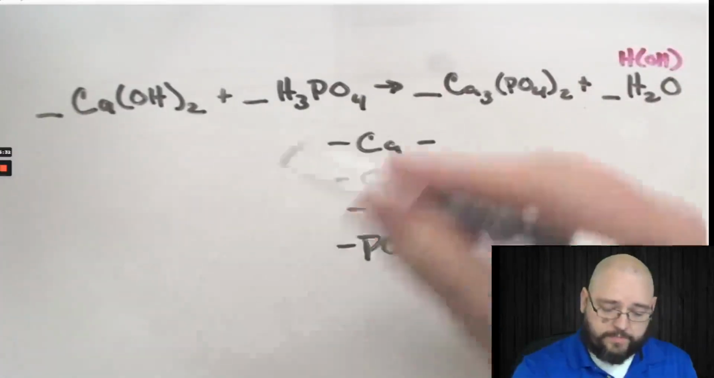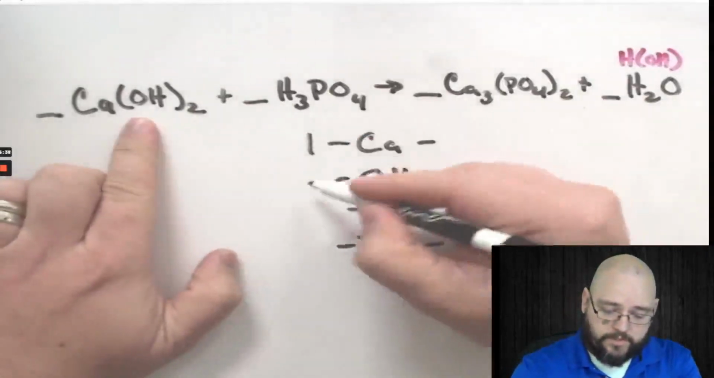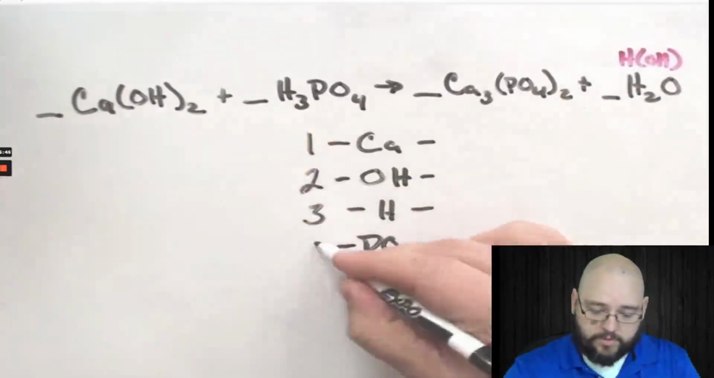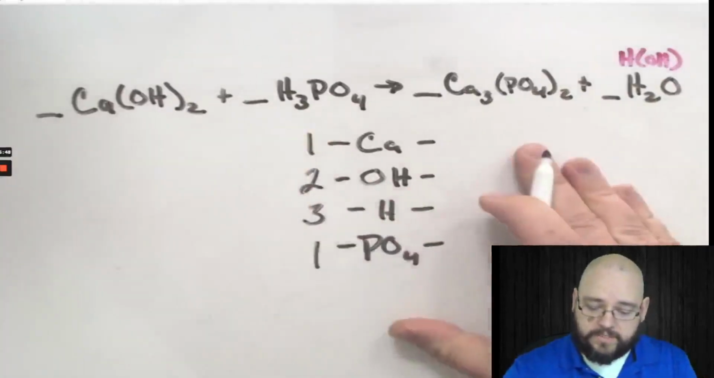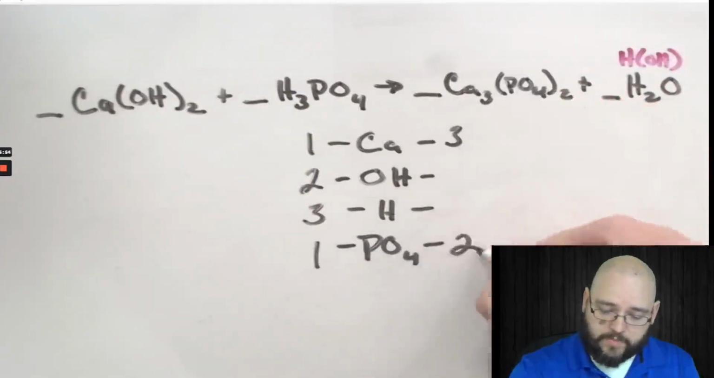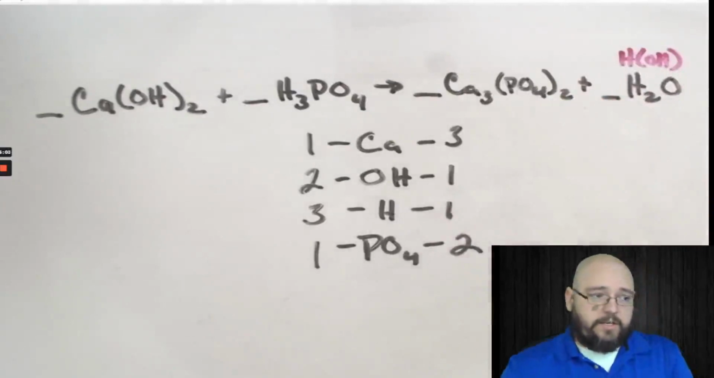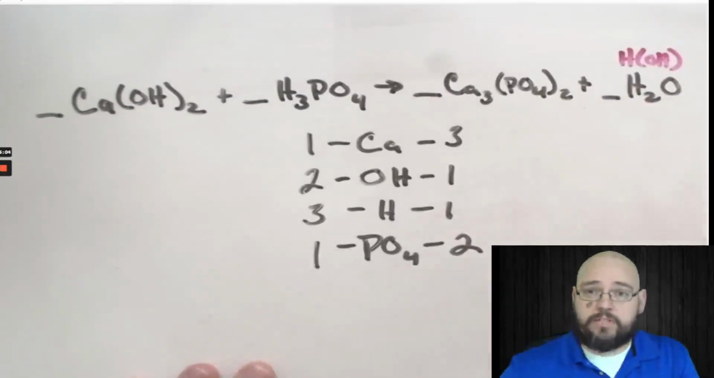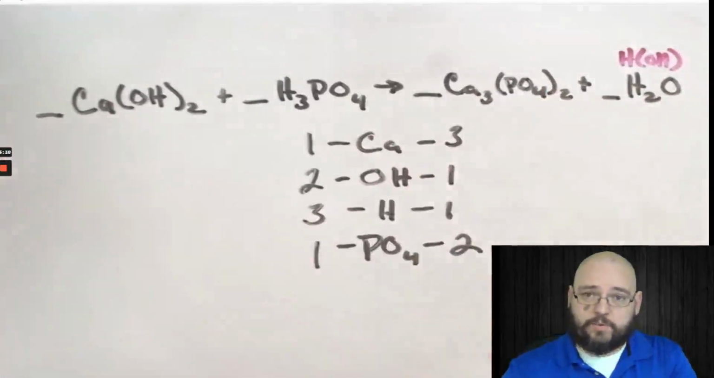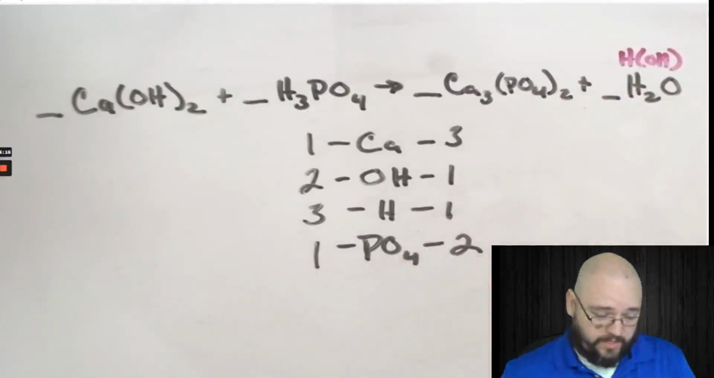So let's look at this. We have 1 calcium on the left, and there are 2 hydroxides, 2 times OH. I have 3 hydrogens and 1 PO4, so there's only 1 phosphate there. Now on the right side of the equation, I have 3 calciums and 2 phosphates, and then there is 1 hydrogen and 1 hydroxide. It's always best to try and balance your waters last, because sometimes by trying to balance the hydrogens and the oxygens in the water, you mess up everything else. So we want to balance just the calcium and the phosphates first, and then we can deal with the water.